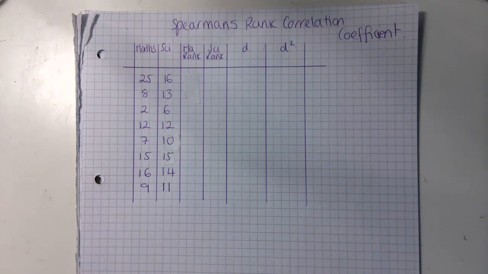Hello, this is a really quick recap on how to calculate Spearman's rank correlation coefficient. Spearman's rank looks at how correlated the ranks are. So is the first one of one category the first one of another category, is the second one of the first category the second one of the other, and so on. So it's looking at the ranks and how correlated the ranks are.